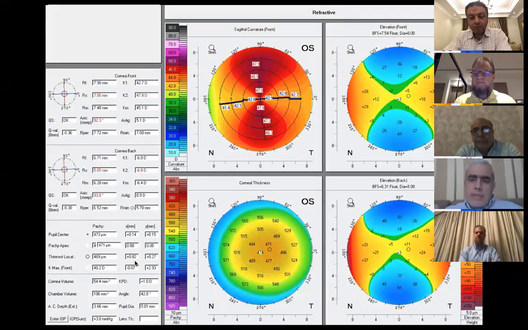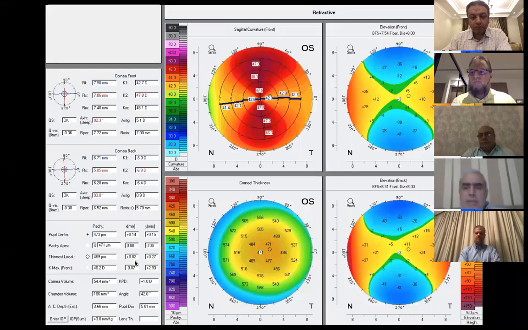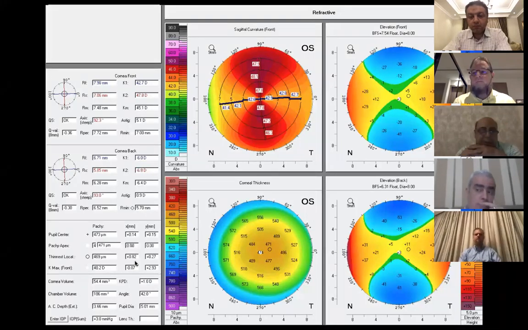What is the best corrected vision of this patient, Dr. Mazen? 2020 in the left eye. Both 2020. Best corrected 2020, even in the left eye. Yeah. The other option is SMILE, but I'm not a big fan of SMILE. That's why I don't discuss it.